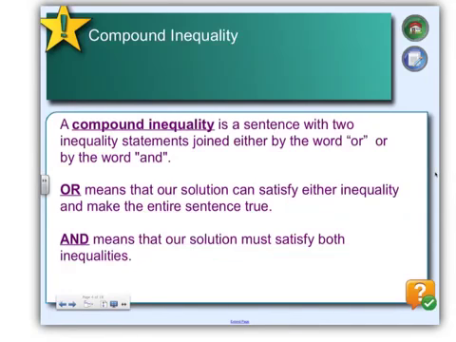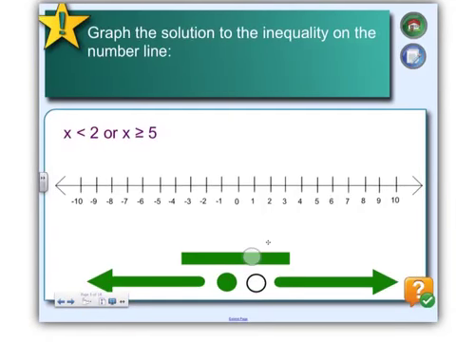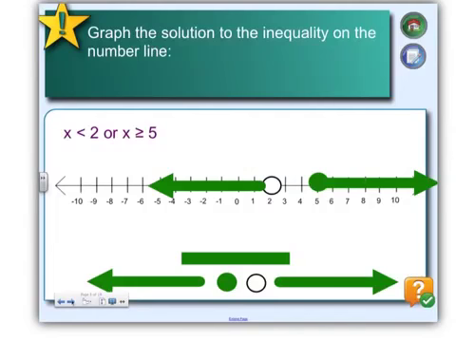So if we take a look at the next few examples here, we have a situation where we are talking about an or inequality. So if we take a look, we're talking about x is less than 2, which will look like so, or x is greater than or equal to 5. So you can see that I can satisfy either solution in this case, as there's that gap in the middle.